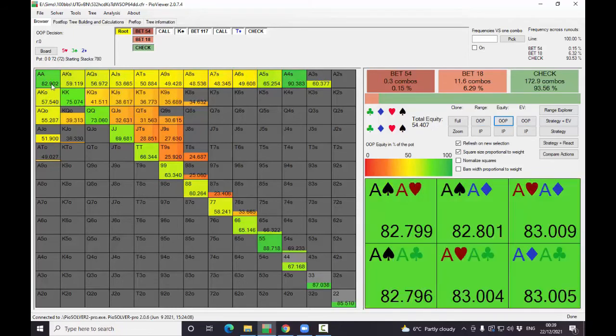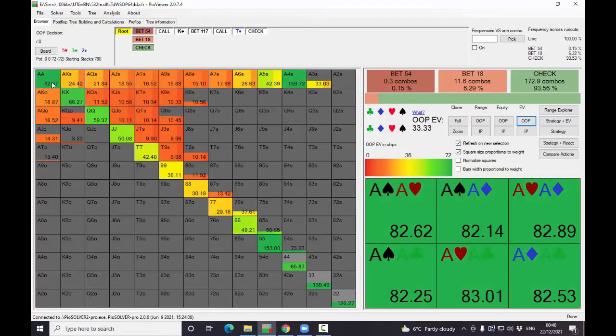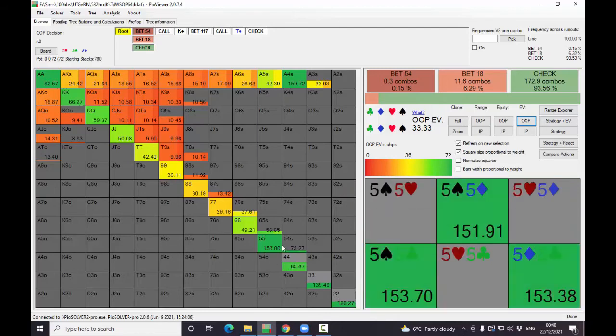Aces only has equity of slightly over 80%, but it has EV of much more than 80% of the pot. 80% of the pot would be about 5.7 big blinds, but actually the EV is 8.2 big blinds. So the strong hands do really well, and that's referred to as over-realizing their equity.